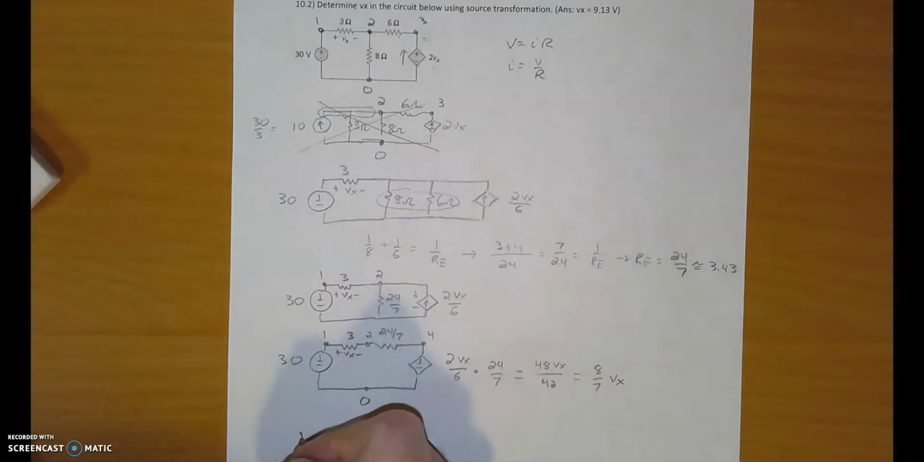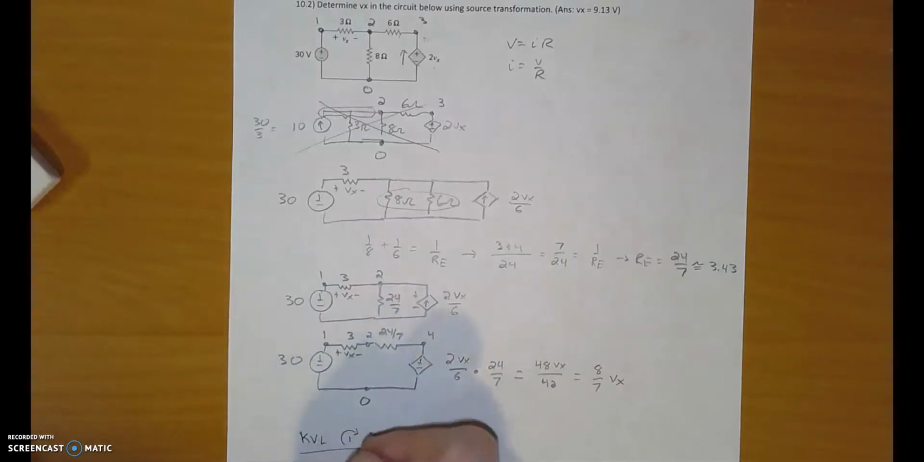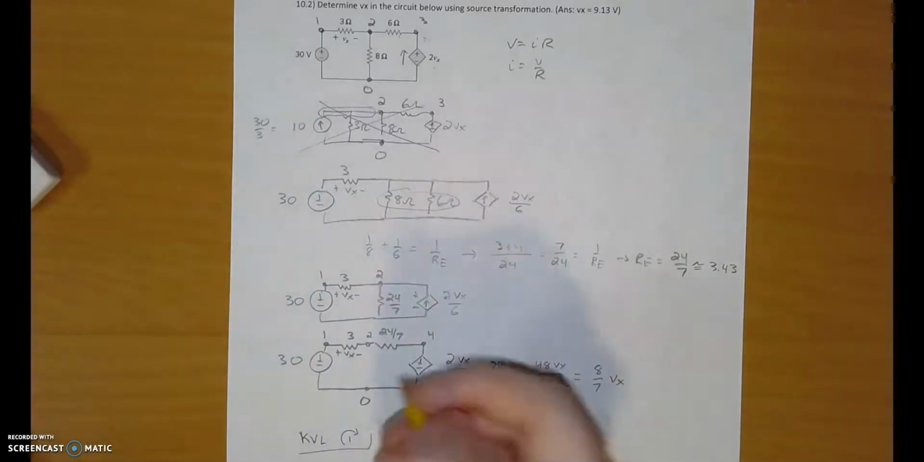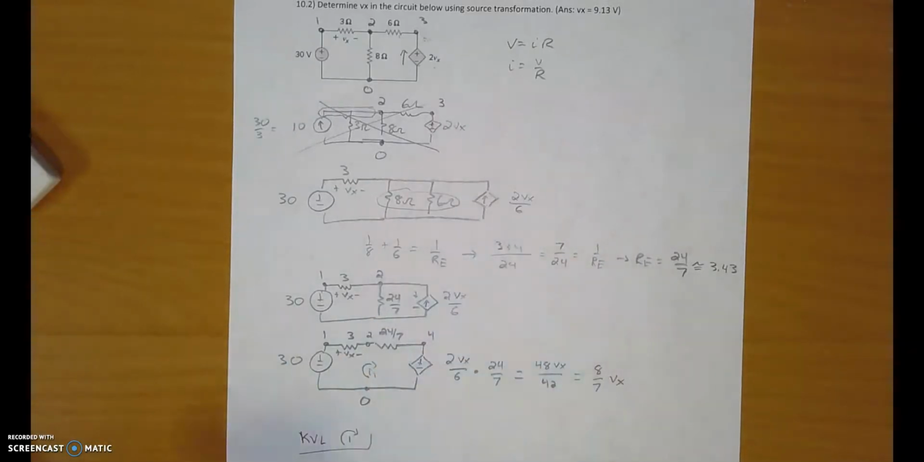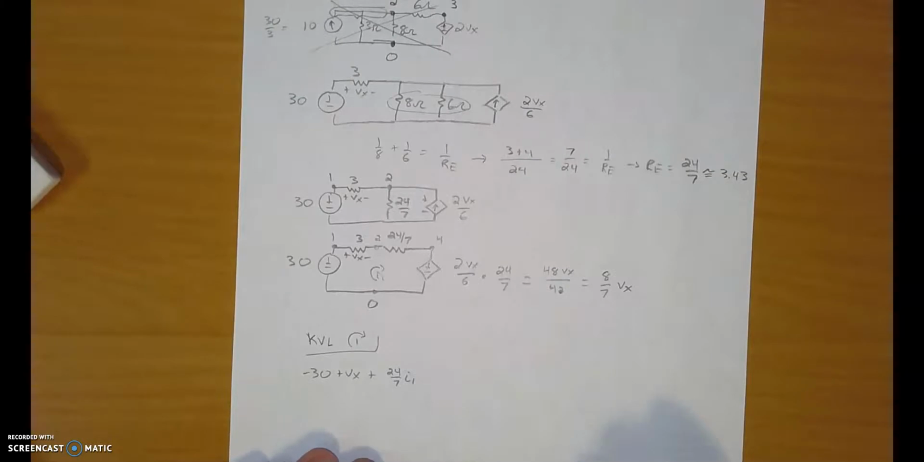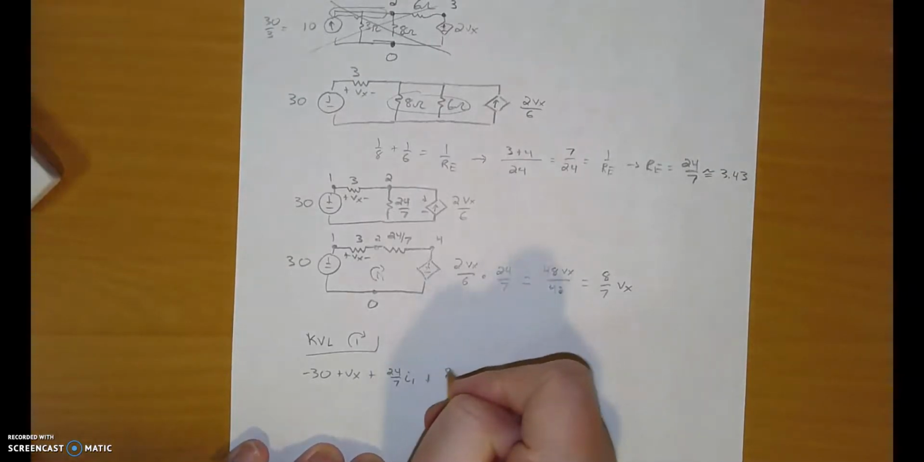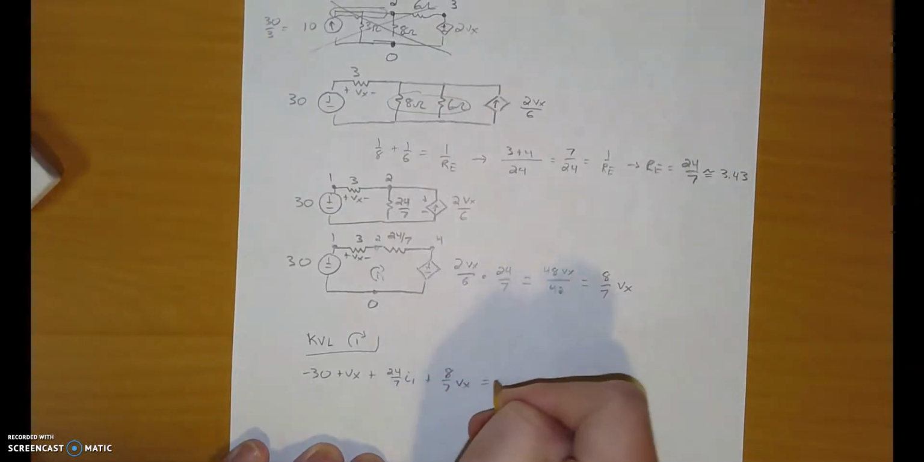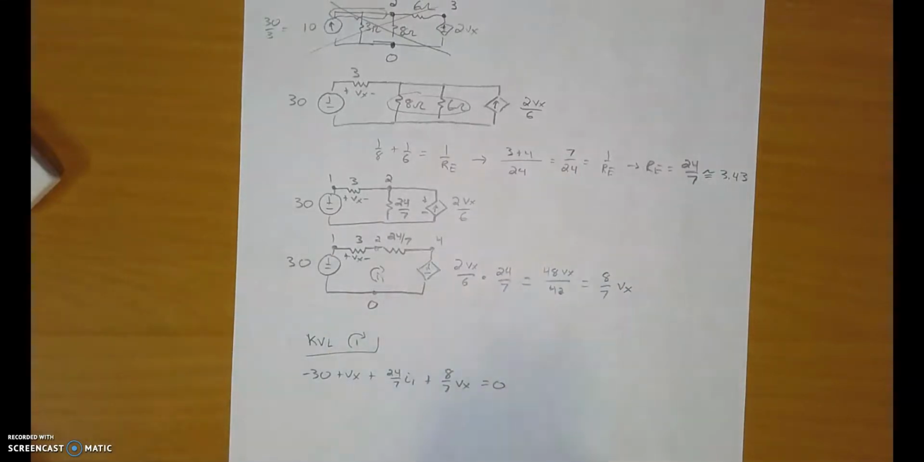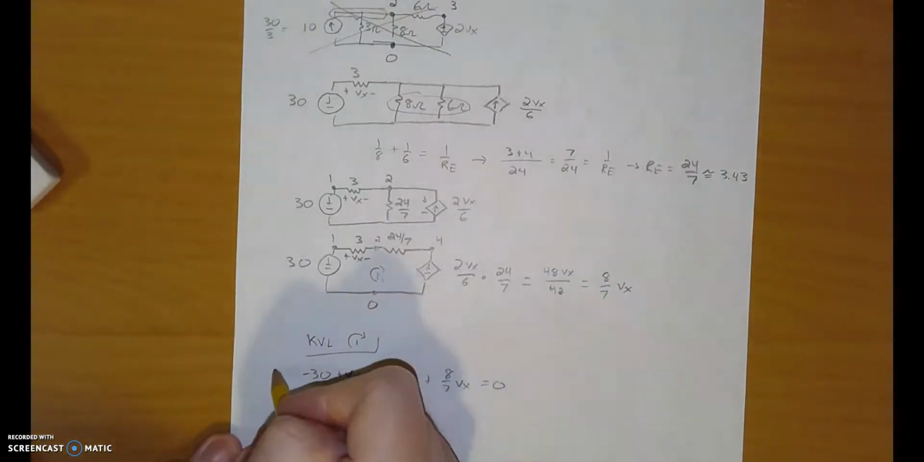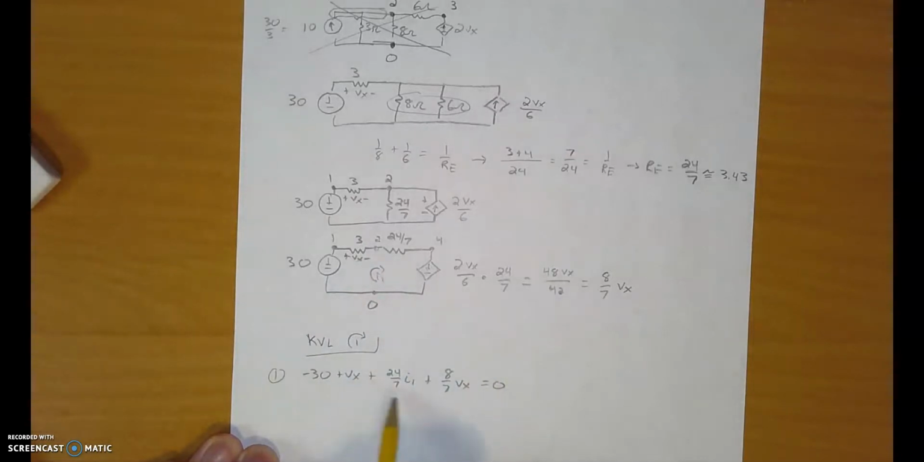So we would just do a KVL, probably just around this thing like this. We'll just call it around 1. So minus 30 plus Vx plus 24 over 7 I1, because this would be I1 here. Sorry, you can't see any of that. And then plus 8 over 7 Vx equal to 0. You'd have two variables in here. You have a Vx and an I1.